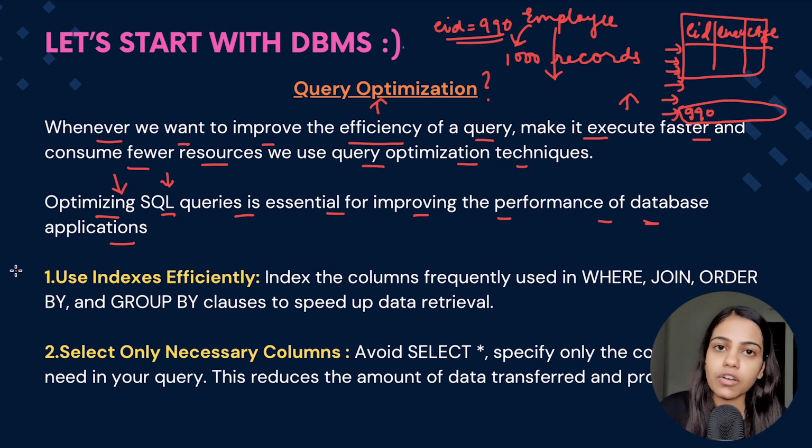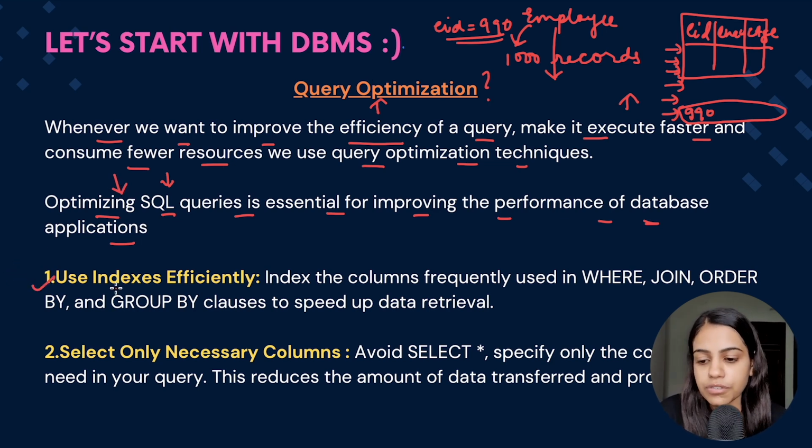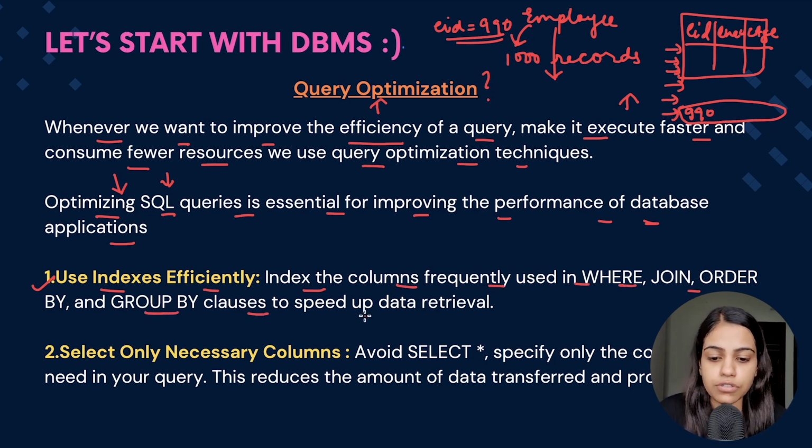So let's see what are the common techniques which we use. The first one is use indexes efficiently. Index the columns frequently used in where, join, order by, group by clauses to speed up data retrieval. Now what is this indexing? Indexing is basically a technique in which we lower the number of disk accesses which were being used earlier, because of which the queries give us the result in a faster duration of time.